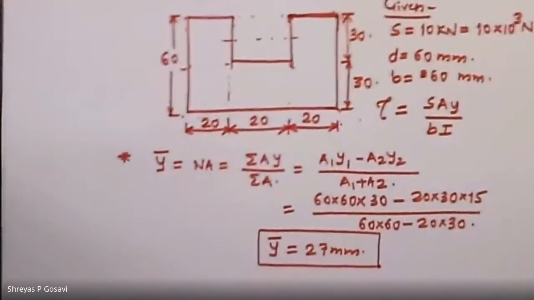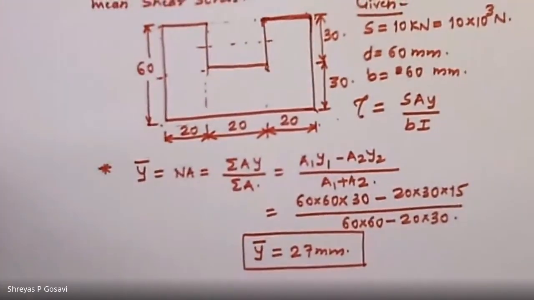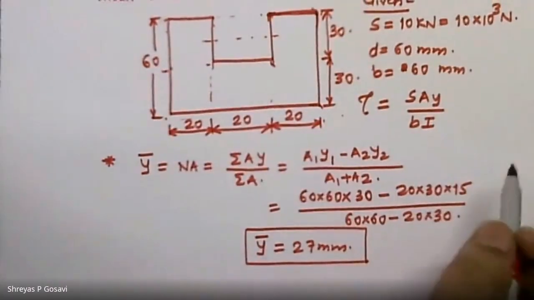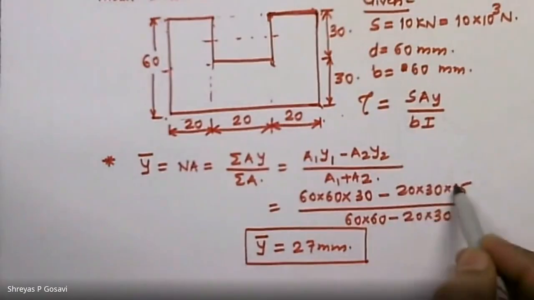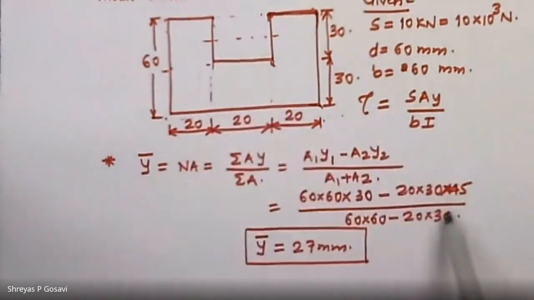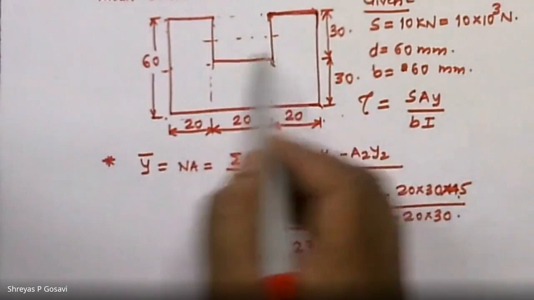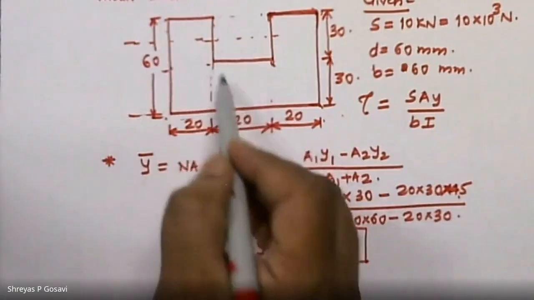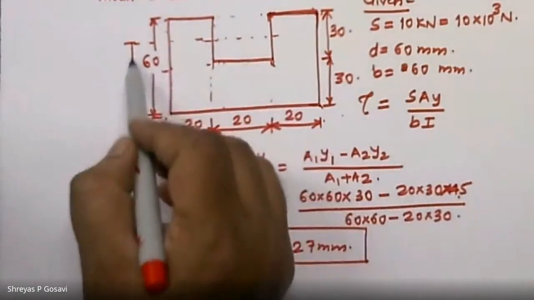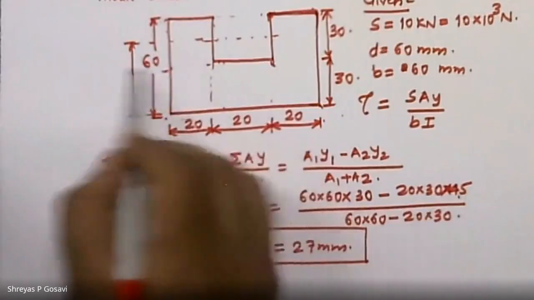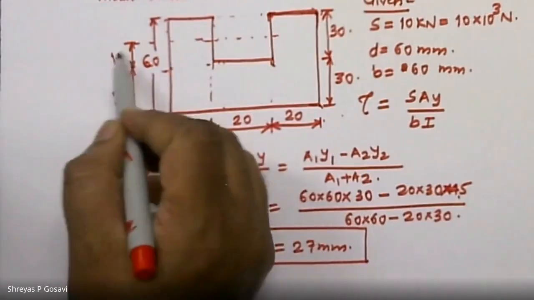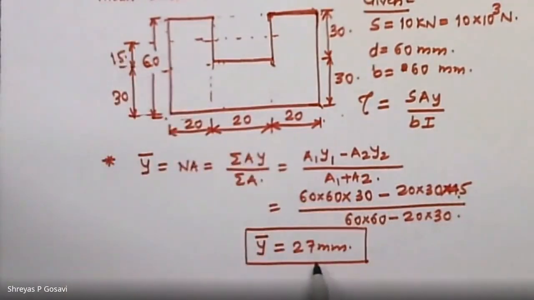Now we'll calculate the value of Y2. Since we are considering it from the bottom, it won't be 15. So we'll have to add 30 plus 15. Okay, so 30 plus 15. The value comes to be 27 millimeters. So it was a writing mistake.